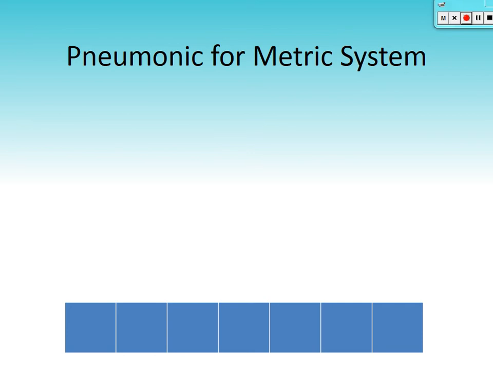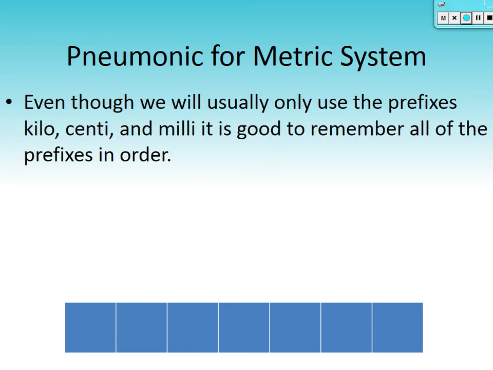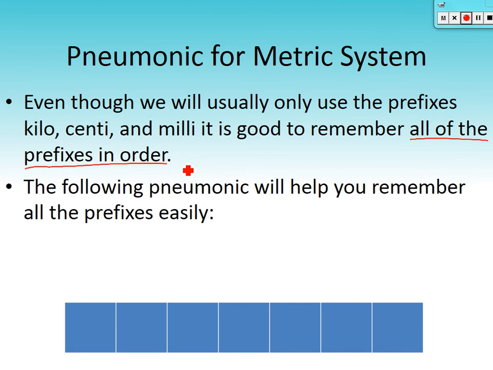Alright, so I've got a mnemonic, and a mnemonic is an easy way of remembering the order of something. This mnemonic is for the metric system. So even though we will usually only use the prefixes kilo, centi, and milli, it's a good idea to remember all of the prefixes in the metric system. So here's a way to remember all of the different prefixes in order, and it's very easy.